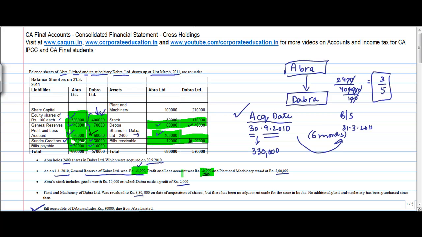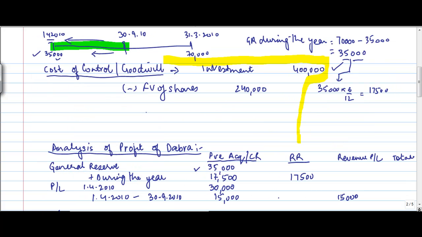Okay. Now there's an adjustment for this particular thing. Dabra's stock includes goods worth rupees 15,000 on which Dabra made a profit of 2,000. Now if Dabra Limited has made this profit, then it must be sitting in the revenue profit and loss account. But the logic is that you cannot have intercompany profit transaction. So you will reverse this, reversal of stock profit. So you do a minus 2,000 here.